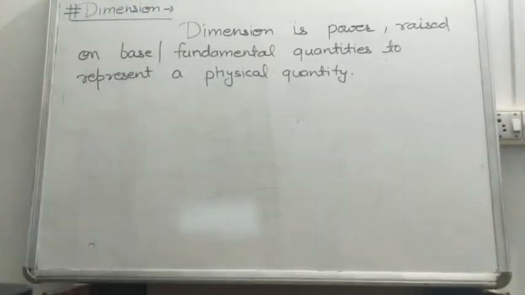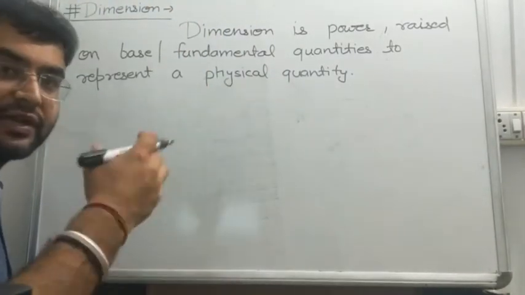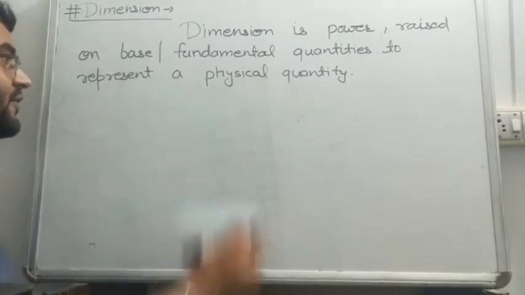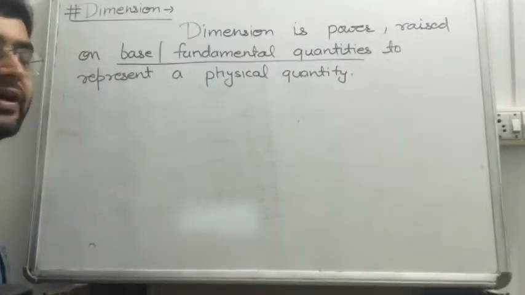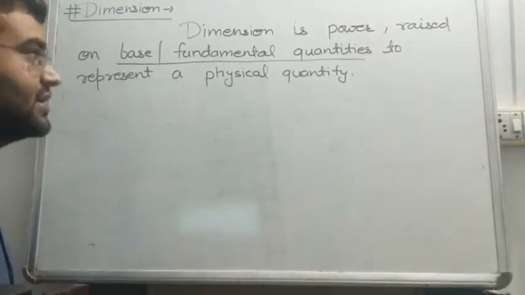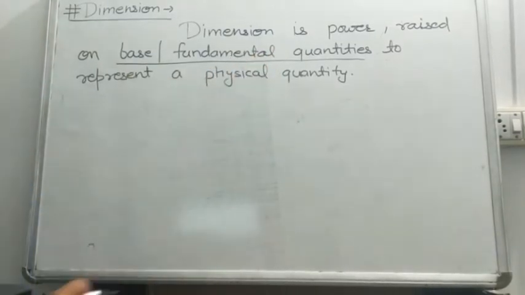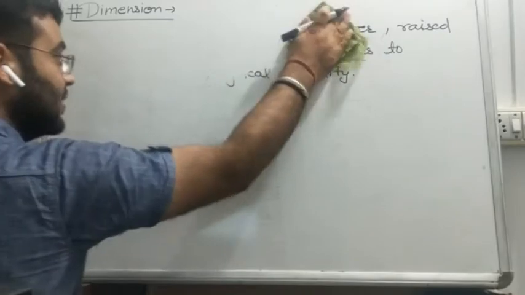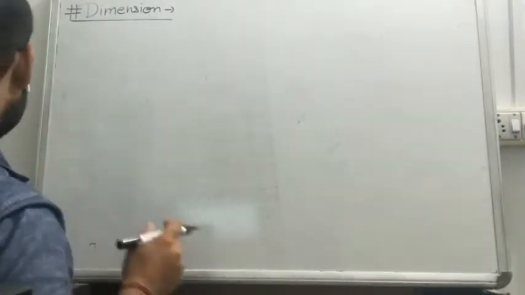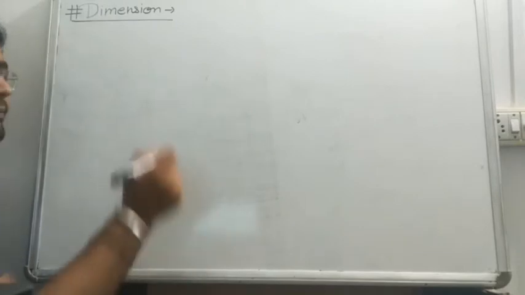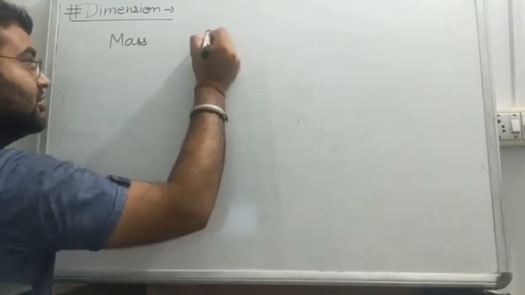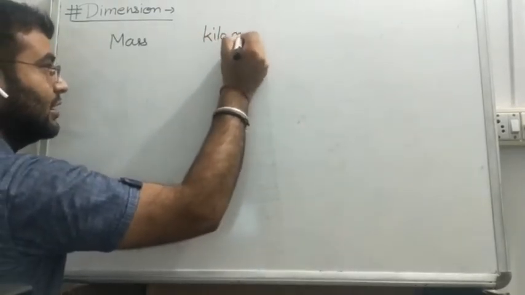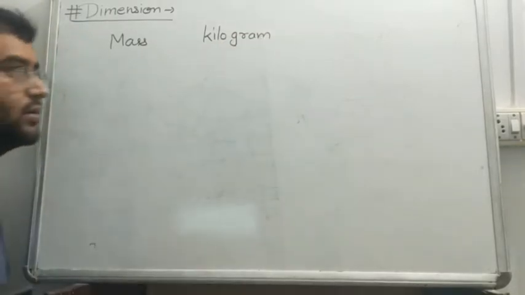But how we know that, how it works, how we can represent dimension? For this, we have to read about the base or fundamental quantities. I'm recalling these quantities, base or fundamental quantities. We are having 7 base or fundamental quantities. That quantities are, if we are measuring mass of a body, then for this you are using unit kilogram, and for that you use the symbol kg.